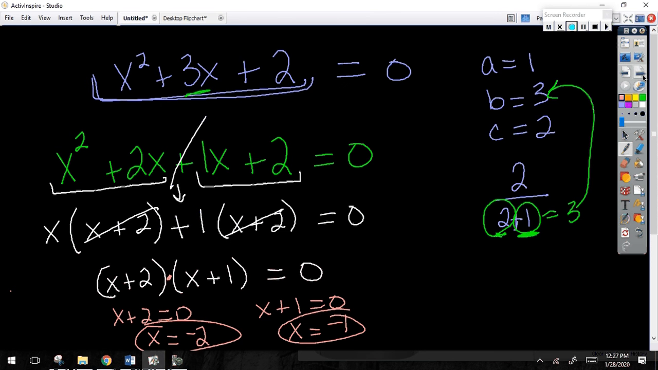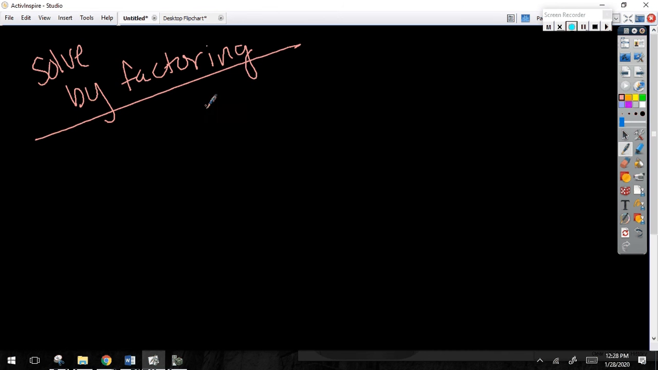Let's solve by factoring. You always want to make sure these equal 0 before you start. 2x squared minus 3x minus 2 equals 0. What should I do? Write out your ABCs. That's right.